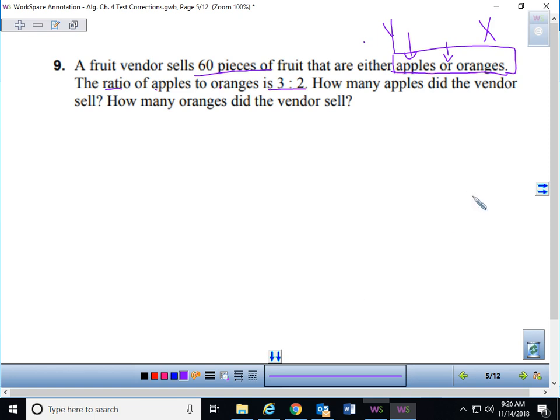So to go through our problem, the first sentence gives me my first equation. If I have 60 pieces of fruit, some of them are x's, some of them are y's, some oranges, some apples. So I have the equation x plus y equals 60. That is your first equation, and it comes from the very first sentence. The second equation comes from this ratio. Well, the ratio of apples to oranges, y is apples.